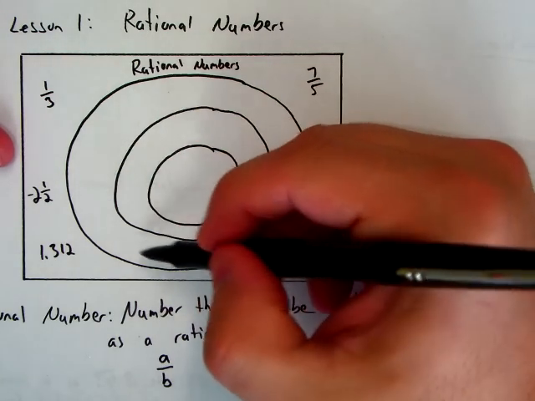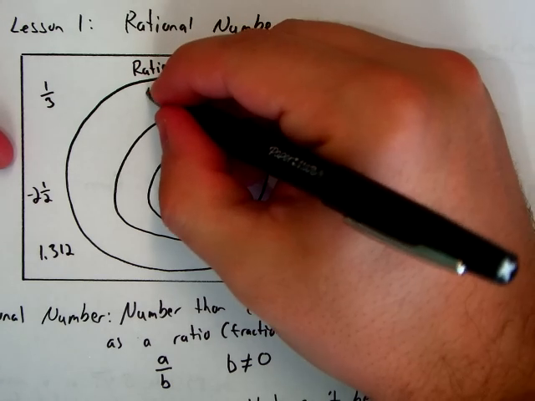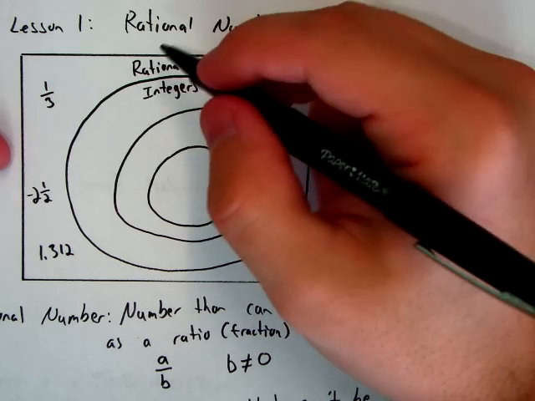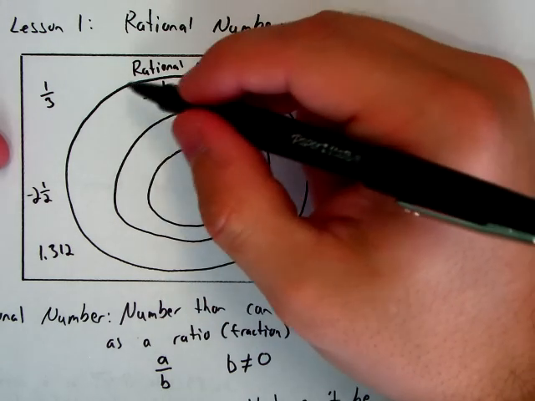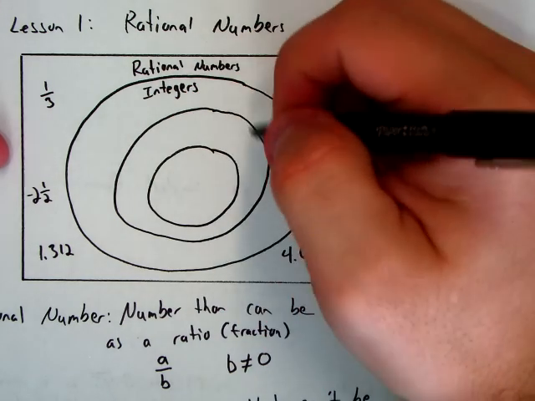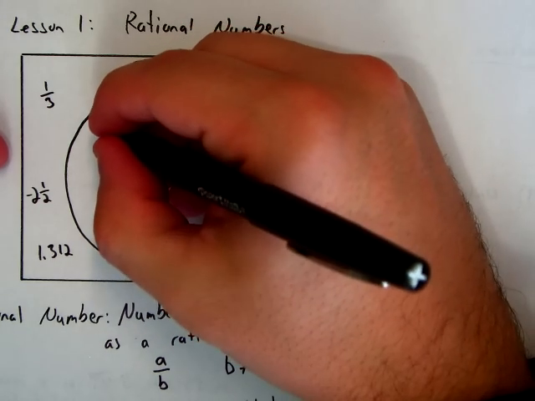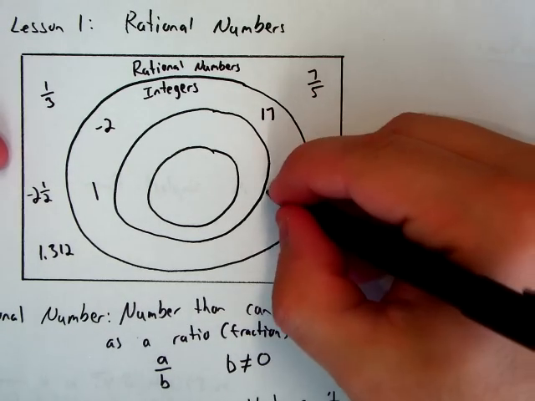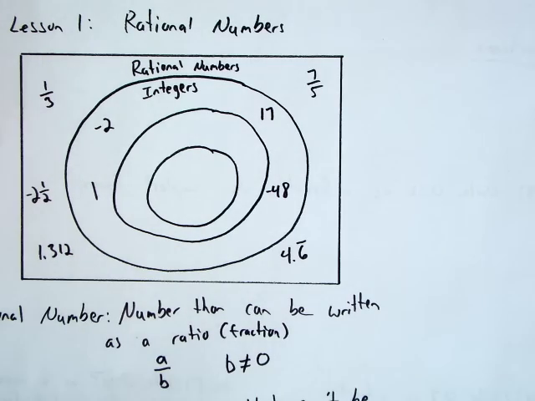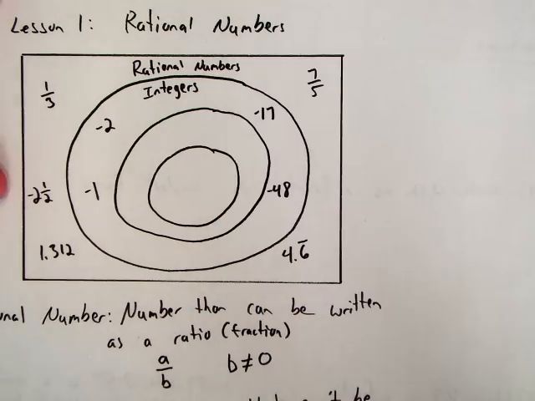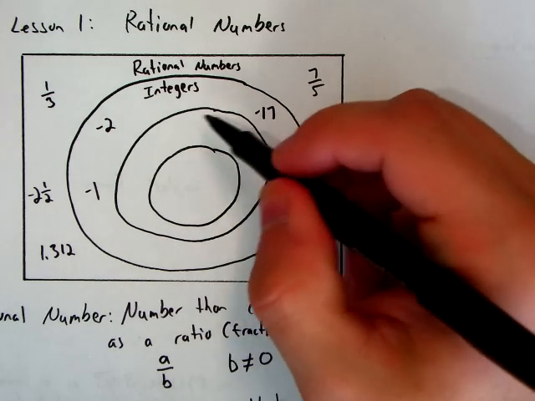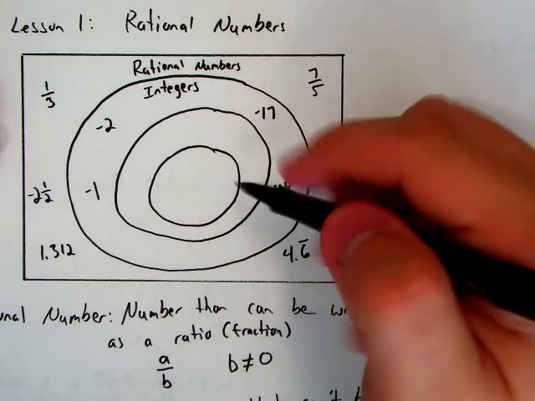Now, this inside circle, the largest one, these are called integers. Integers, if you recall from last year in 7th grade, are numbers that don't have fractions or decimals. So these would be like -2, 1, 17, -48. Those are rational or integers. We're actually going to make these all negative because the only difference between integers and this next circle is the fact that integers can be negative.